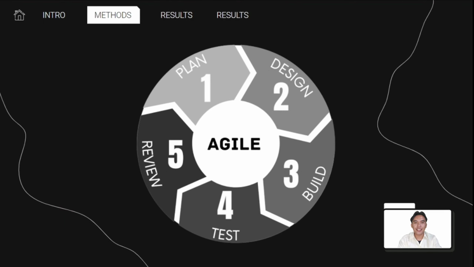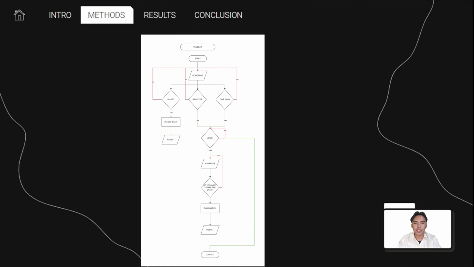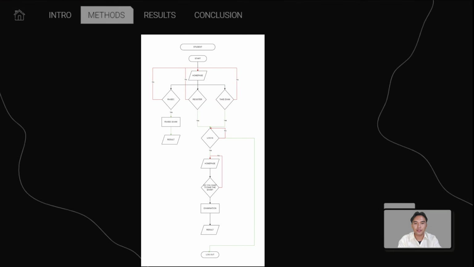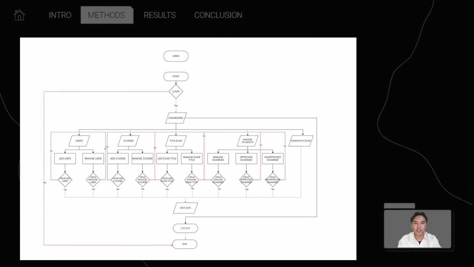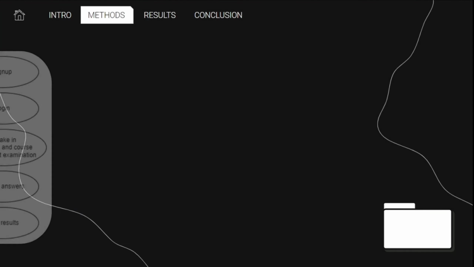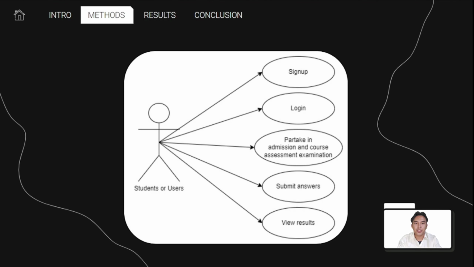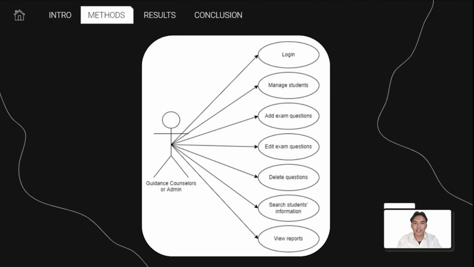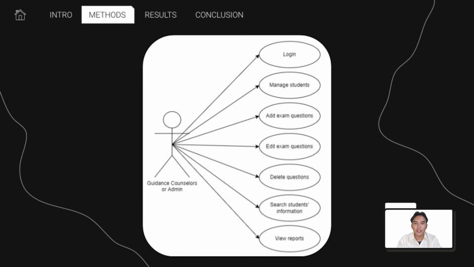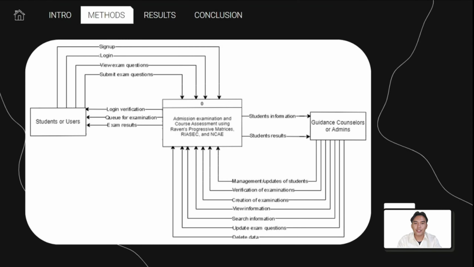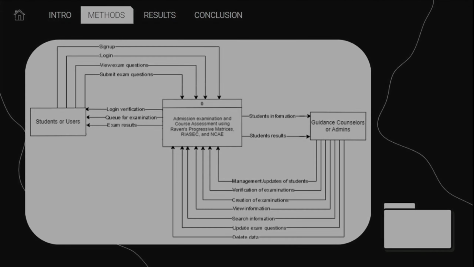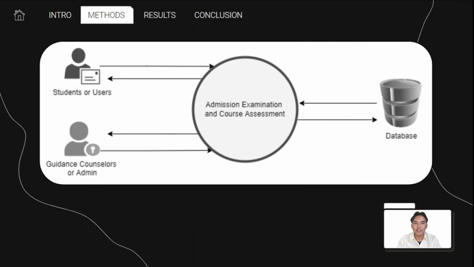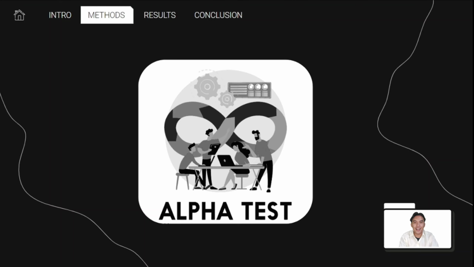Agile methodology cycle was used for the system development methodology. System flowchart for students or users. System flowchart for the guidance counselors or administrators. Use case diagram for the students or users. Use case diagram for the guidance counselors or administrators. Context diagram. System architecture diagram.